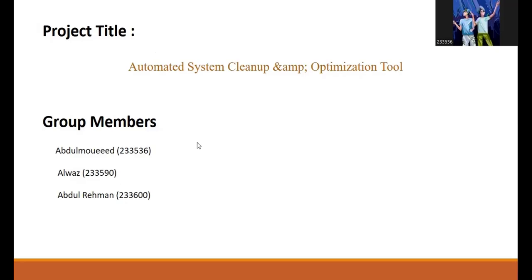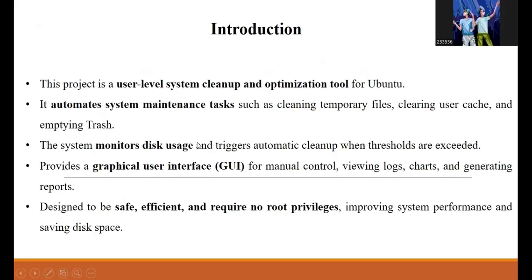Let's talk about the introduction of this project. This project is a user-level system cleanup and optimization tool for Ubuntu. Means it is specially designed for the operating system of Ubuntu. It automates system maintenance tasks such as cleaning temporary files, clearing user cache, and emptying trash. Means this program deals with our temporary files, which become a burden on our system and can slow it down. So we designed this tool to clear such files from the system to improve our system usage.